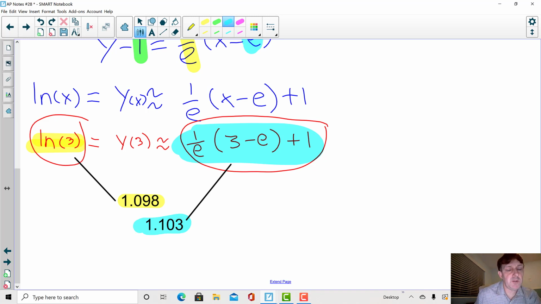Now those two values look like they're way off, but I want you to pay attention to those last 3 numbers. This is kind of like 103, and this is kind of like 98. Those numbers are actually pretty close. This is not a bad estimate.